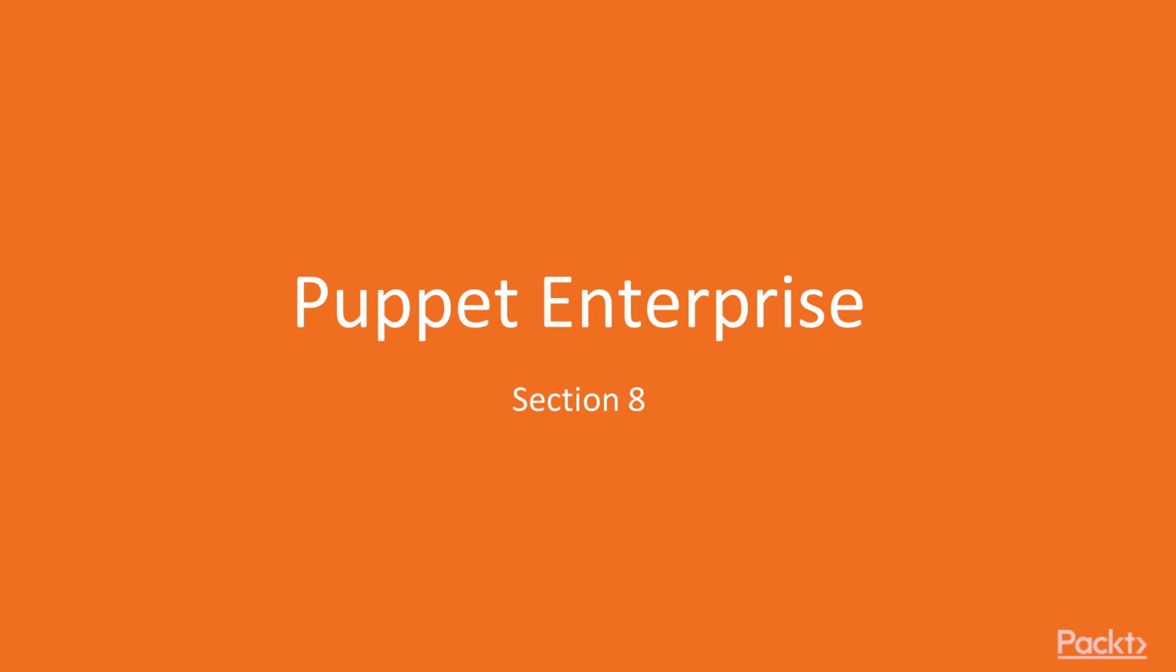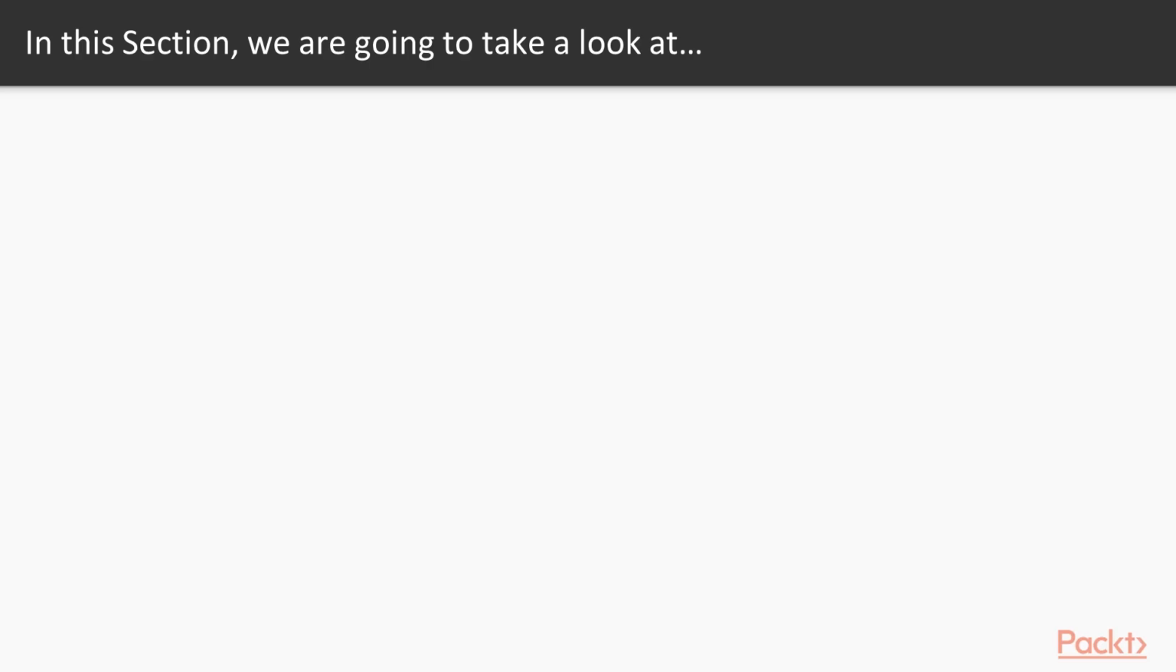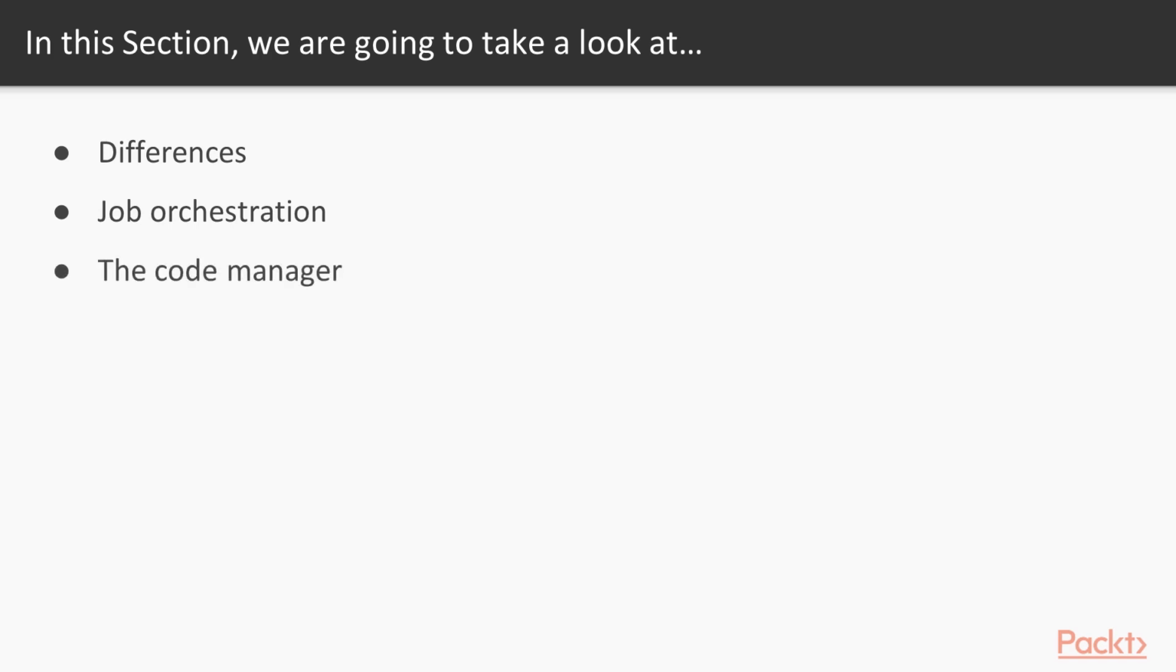So by the end of this section, you'll be exposed to Puppet Enterprise and know some of the features that it uses. Here's what we're going to learn. We're going to start with the differences between open source Puppet and Puppet Enterprise. We're going to move on to job orchestration and show you how Puppet Enterprise can orchestrate jobs, and then move on to the code manager to show you how you can manage your configuration code in Puppet Enterprise.